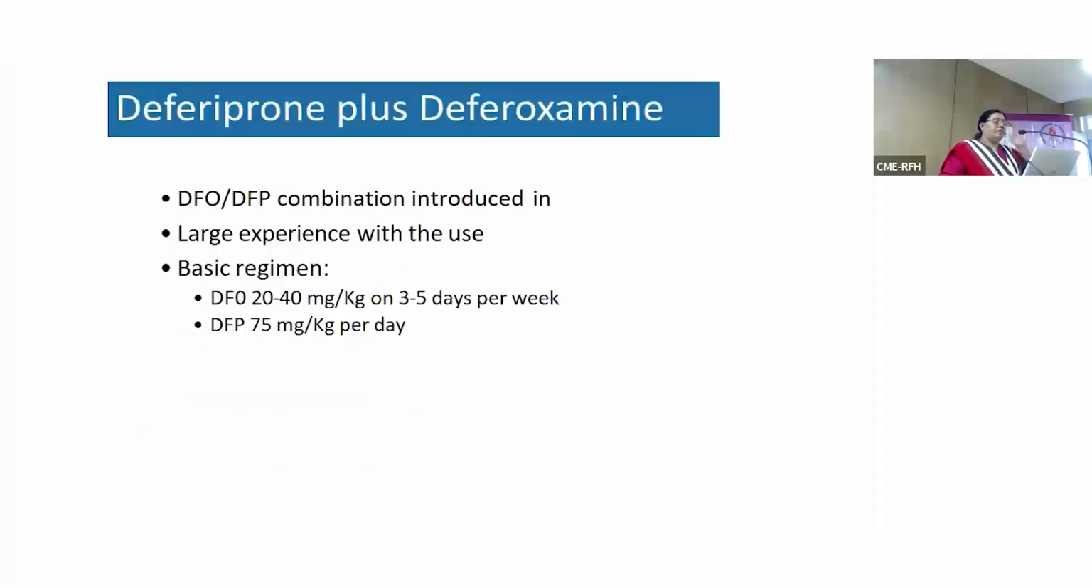To start with, I'll be discussing the combinations, and later on I'll be discussing exactly which drug has to be given. So deferiprone plus desferrioxamine, that is Kelfer plus Desferal, is the most standard combined chelation, which has the largest studies and largest experience of use. Basically, you start Desferal at a dose of 20 initially, and then slowly increase to 40 milligrams, 3 to 5 times subcutaneously, along with Kelfer, that is 75 milligram per kg per day.